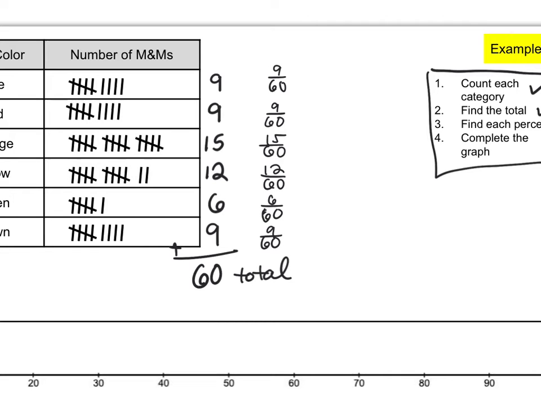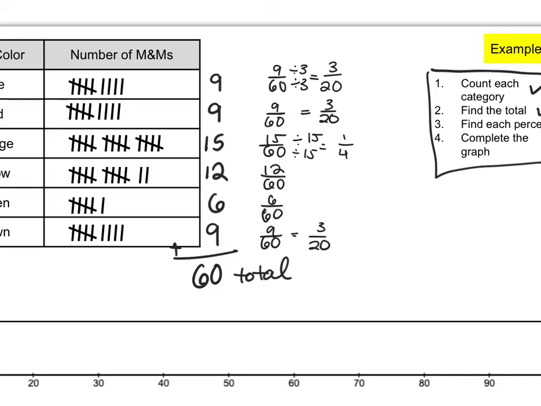First, I'm going to take each number for the M&Ms and write them as a fraction out of 60, since there's a total of 60 M&Ms. And let me simplify these a little bit. That'll make my work easier. For example, 9 over 60. Well, both 9 and 60 are divisible by 3. So I could rewrite that as 3 over 20. I see that fraction a couple more times in here, so I know those are also 3 over 20.